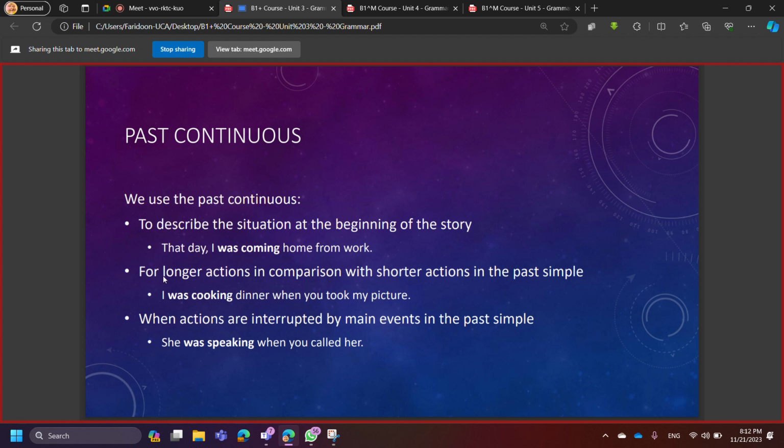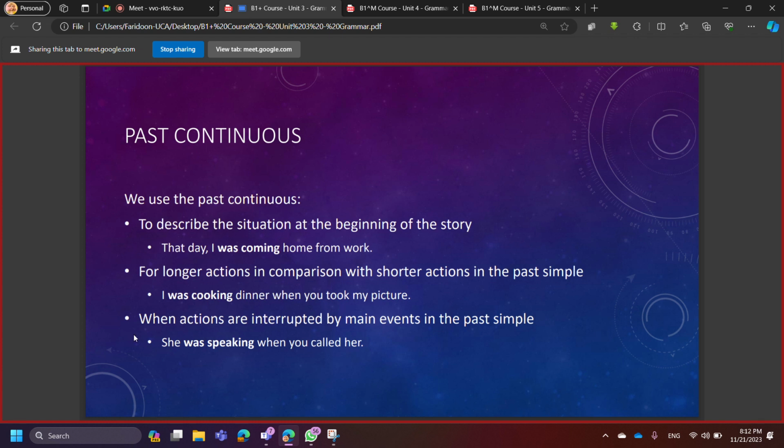Another use for this one is when you want to talk about longer actions in comparison with shorter ones. And those shorter actions will, of course, be in the past simple. An example can be: I was cooking dinner when you took my picture. The act of cooking dinner is, of course, longer than the act of taking a picture. So the longer one uses the past continuous, and the shorter one uses the past simple.